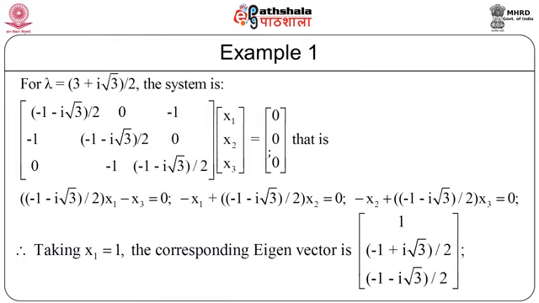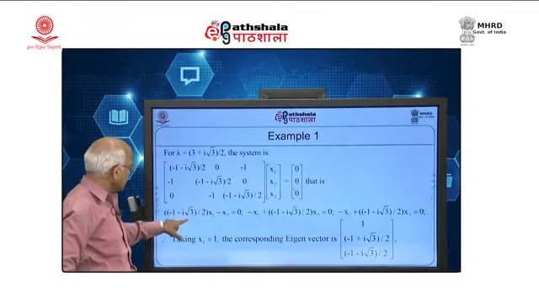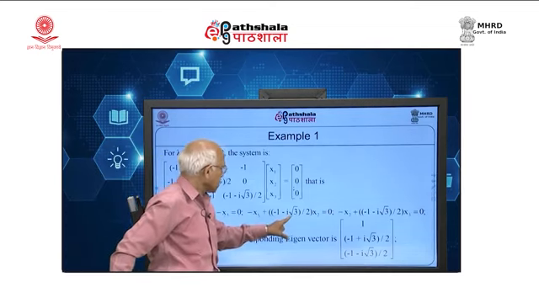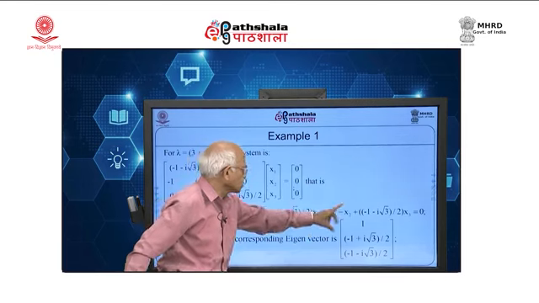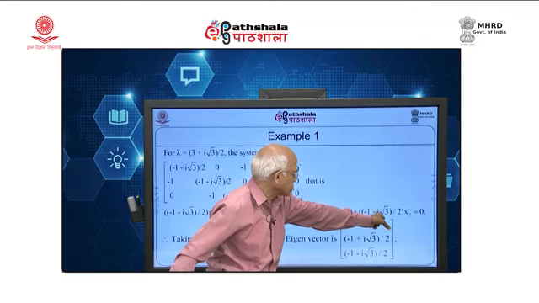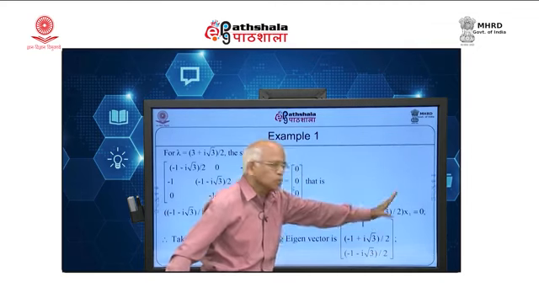For lambda equal to 3 plus i root 3 by 2, the system will become this. Now, I am subtracting this from the diagonal elements. Diagonal elements are 1 1 1. So, 1 minus 3 plus i root 3 by 2 will give me these values here. If I again take this matrix multiplication, I will get x 1 minus x 3 equal to 0, or minus x 1 plus minus 1 minus i root 3 by 2 x 2 equal to 0, and minus x 2 plus the minus of minus 1 minus i root 3 by 2 x 3 equal to 0.